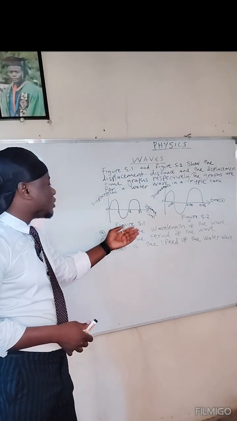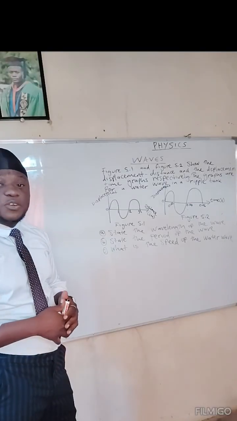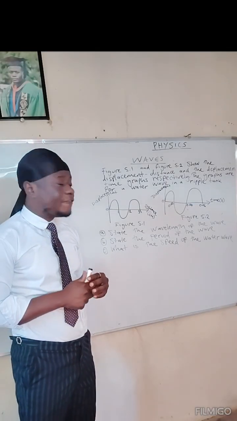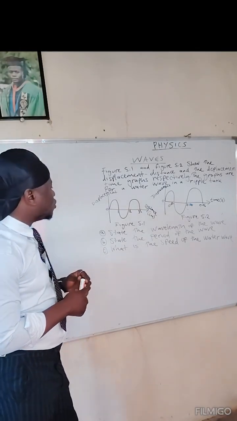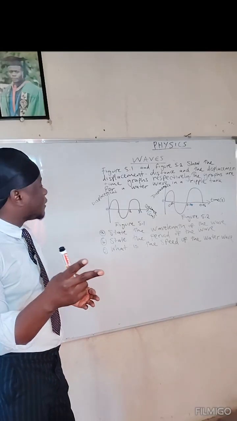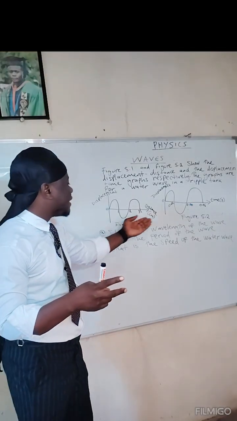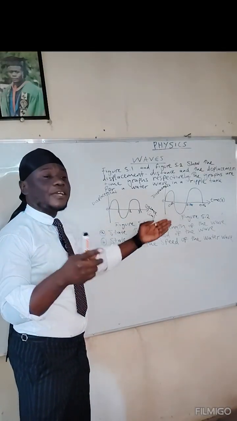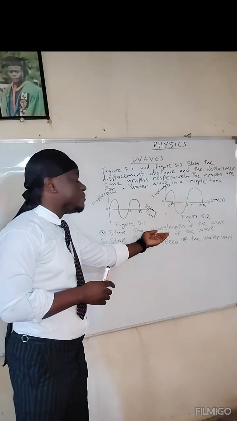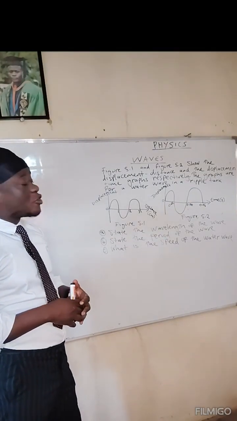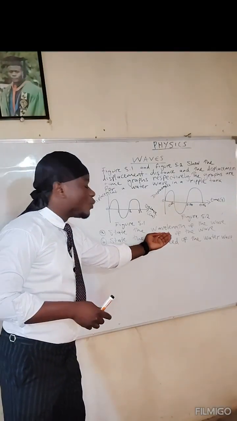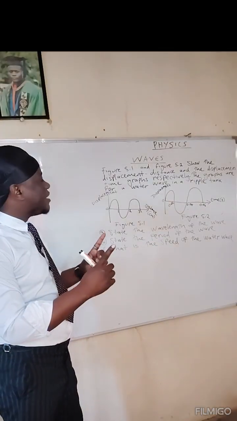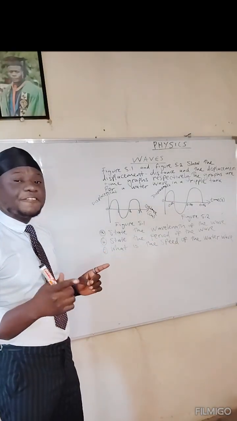So we want to find what? Wavelength. For you to find wavelength, you check, since we have two diagrams here, we have this here and this. And now we want to find what? Wavelength. So understand the meaning of wavelength. By definition, wavelength is the minimum distance at which the wave repeats itself.